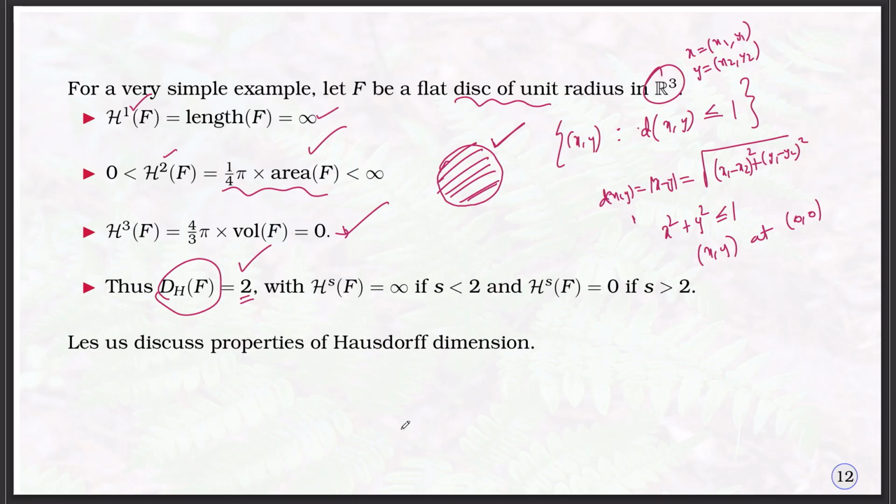Let us discuss some properties of Hausdorff dimension. Here you can note that the Hausdorff dimension of the unit disk is the integer number 2. Now we need to know what the Hausdorff dimension of some strange sets, like fractal-type sets, is, whether it is always an integer or a non-integer number. For that, let us discuss some properties of the Hausdorff dimension.